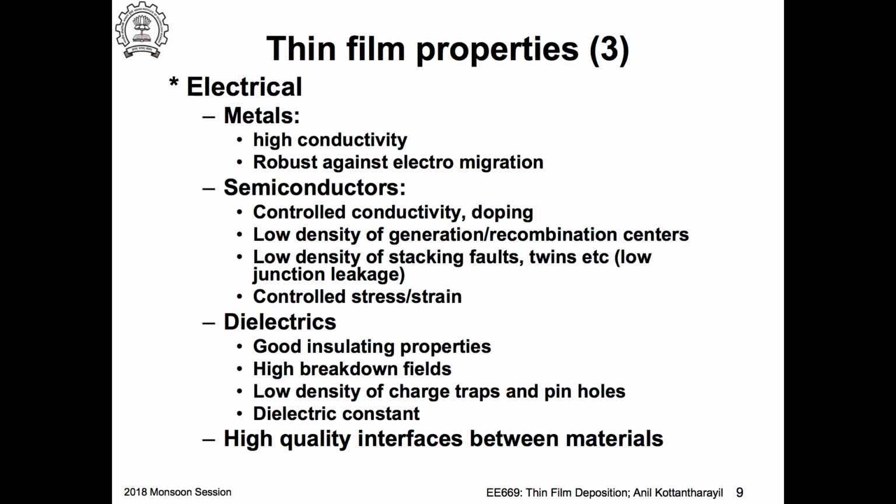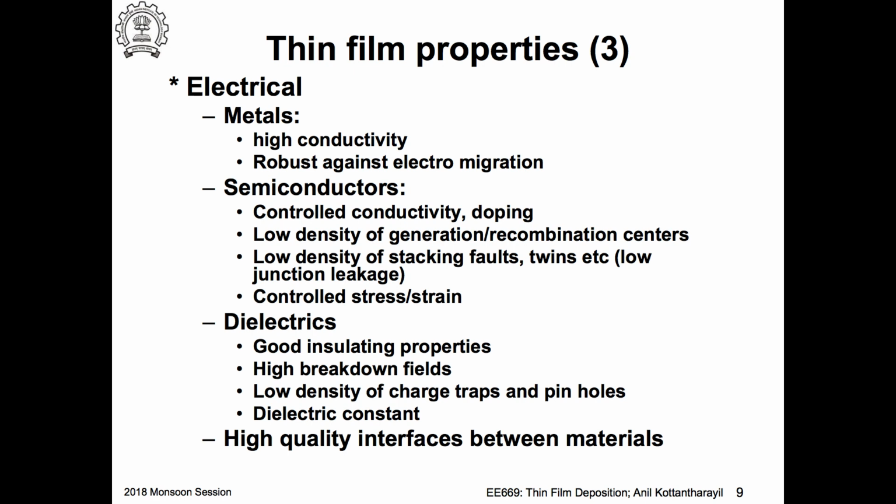And for dielectrics, of course, we need good insulating properties. This would mean low leakage currents, high breakdown fields, low density of charge traps and pinholes. Dielectric constants should be sufficiently high. You may think that silicon dioxide has a dielectric constant of 3.9, but that is not true. Depending on the deposition process, how dense the film is, and what is in the film, the dielectric constant can vary.